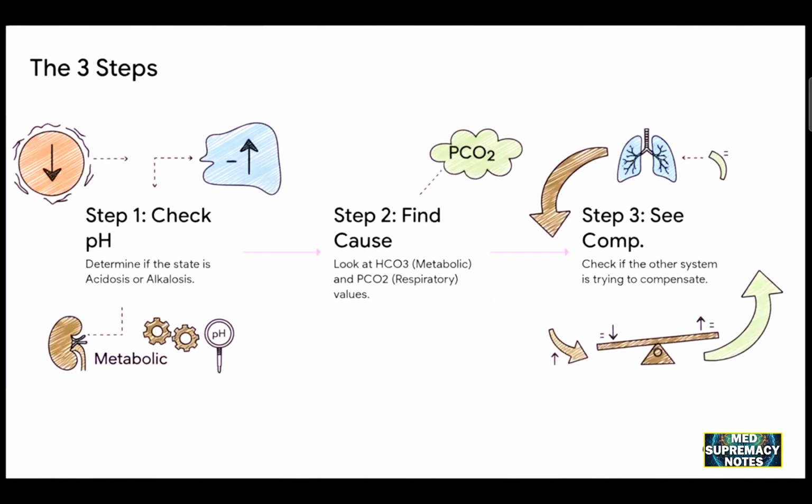Easy. Step 2, now we find the cause. You look at HCO3 and PCO2. Whichever one is out of its normal range and logically explains the pH, well, that's our culprit. And that tells you if the problem is metabolic or respiratory. Finally, step 3, we check for compensation. Is the other system trying to help out by moving its own value to fix the problem? All right, let's put this toolkit to work.